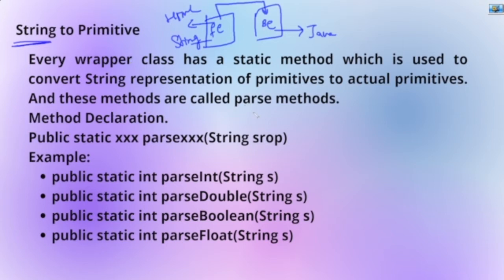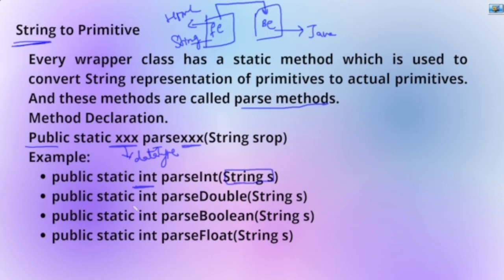These methods are called parse methods. The method declaration will be something like this: public static xxx parseXxx, where xxx is the data type, parsed to that particular wrapper class. Now, if you see here, if I have int, I have to parse a string s to int, whatever the string is, that you have to parse here.